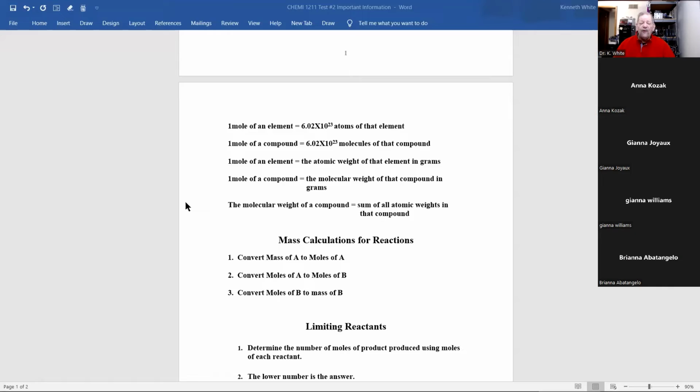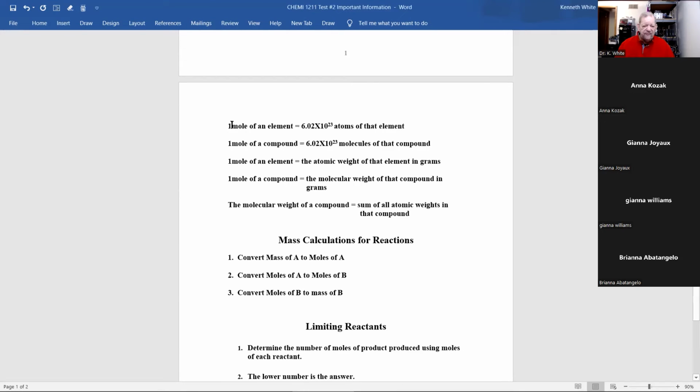Sorry about the delay. I had to open some stuff. All right, we're talking about the mole. And this is important information that I'll be renumbering. That's test number one, important information. My old test number two, confusing, yeah. But anyways, you should know 1 mole of an element equals Avogadro's number, 6.02 times 10 to the 23rd atoms of that element. 1 mole of a compound equals Avogadro's number of molecules of that compound.